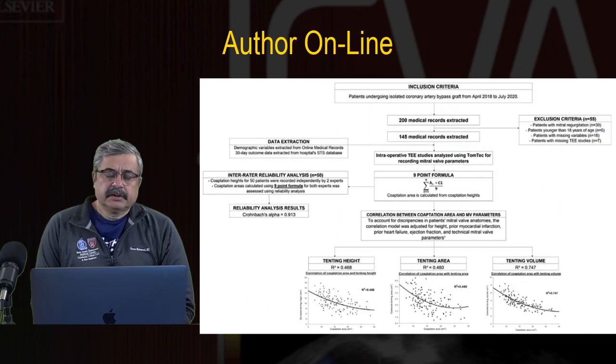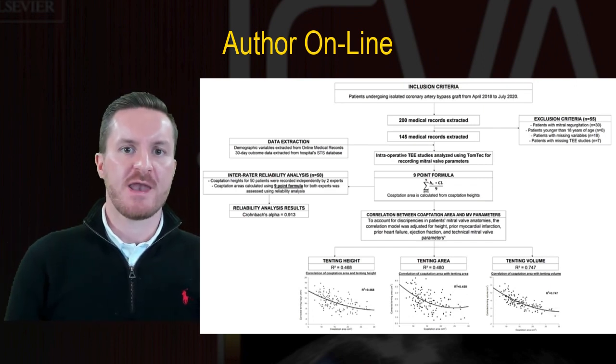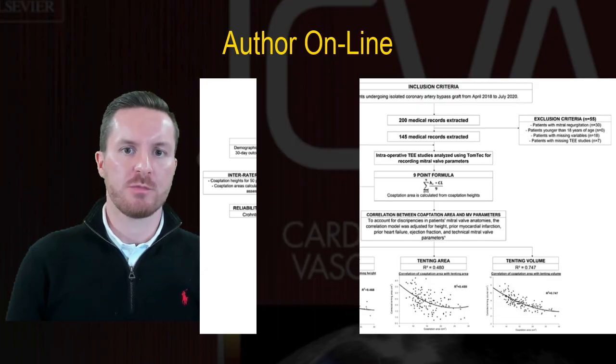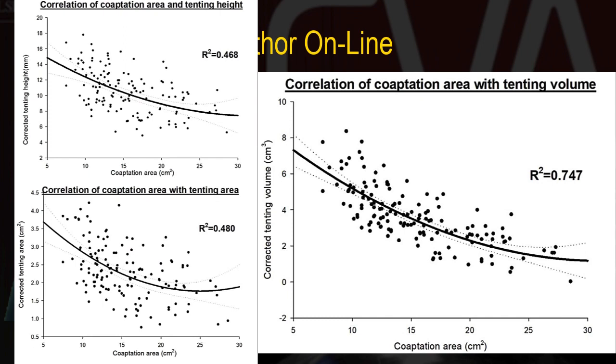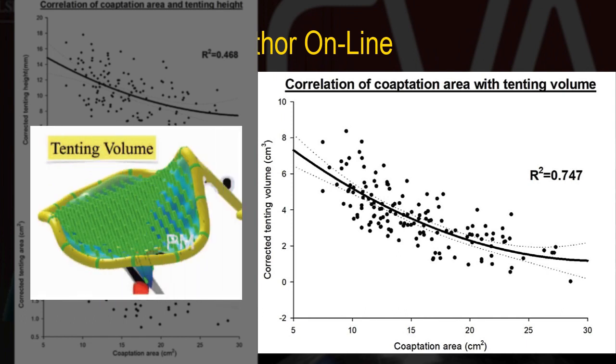So my next question is, what are the major findings of this study? The major finding of this study was that there was a negative correlation between all measured geometric indices of remodeling and coaptation area. So the greater the degree of remodeling, the less the coaptation area. And the most important finding of this study, we feel, is that the most negative correlation was seen with tenting volume. That is, the greatest increase in tenting volume was associated with the greatest reduction in coaptation area.